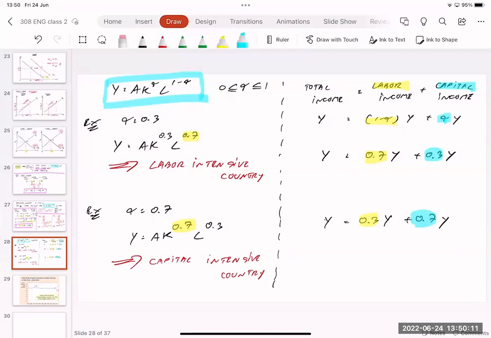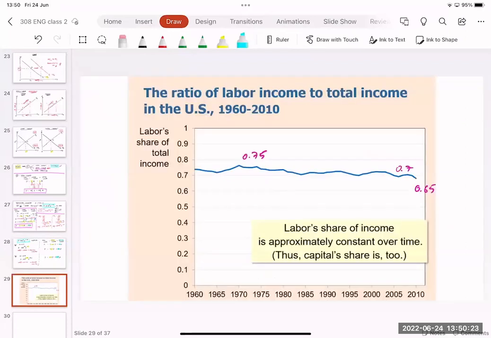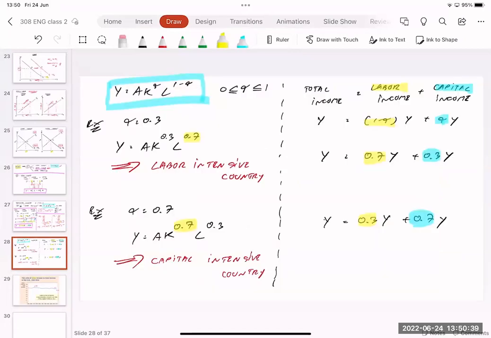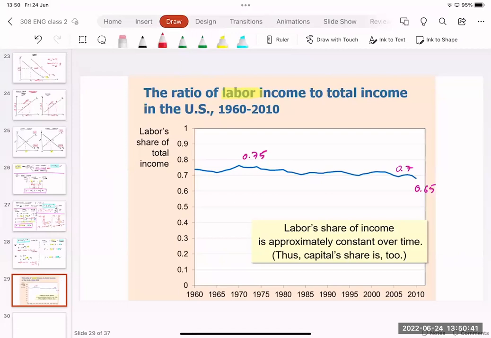If your country uses a lot of capital, of course the money goes to capital more. If your country uses a lot of labor, of course the income of the country goes to labor more than capital. So let's see the real data. This is the ratio of labor income to total income in the US, during 1960 to 2010. This is the income of the country that goes to labor. The income that goes to labor is 1 minus alpha, so in this graph, this number is 1 minus alpha.